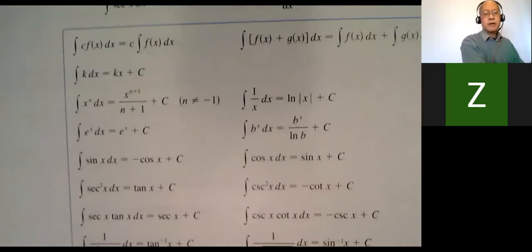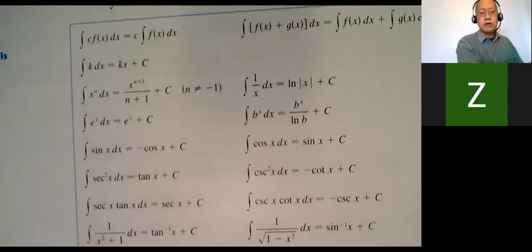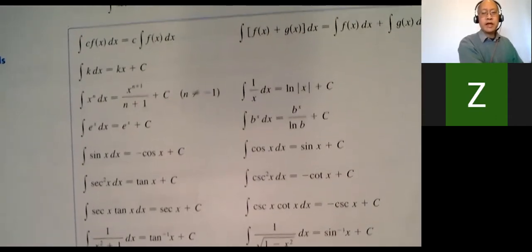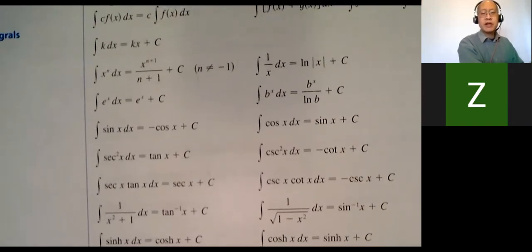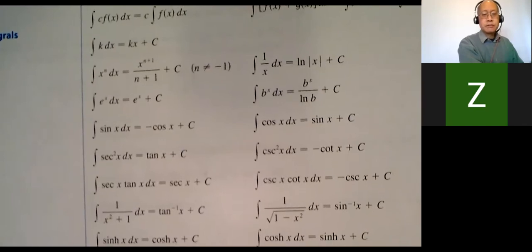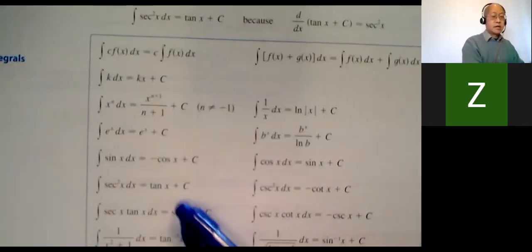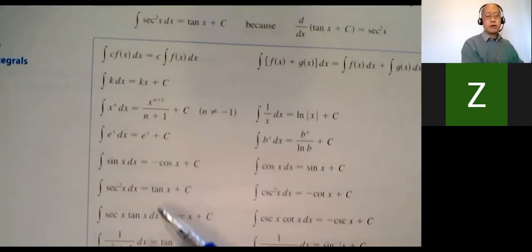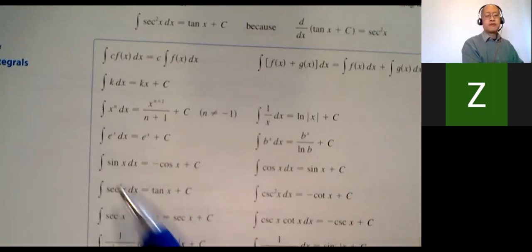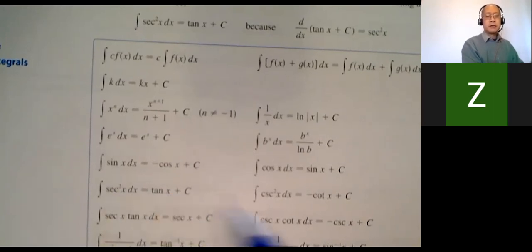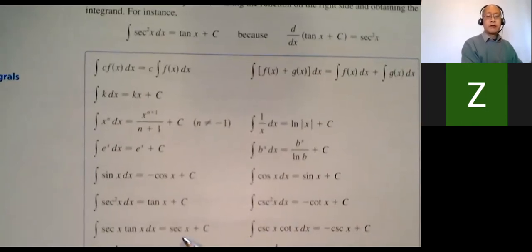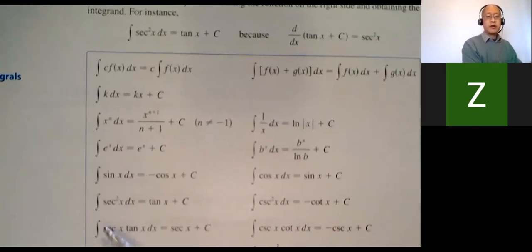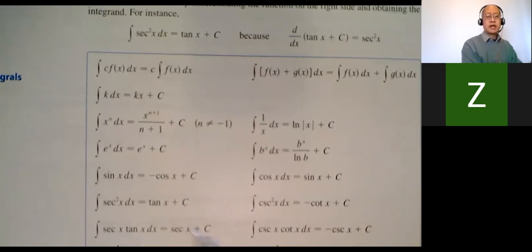You have all these other ones, but they're basically just backwards from the derivative. So technically, I don't think you need them. It's almost like take the right-hand side, differentiate, you get the left side, right? Like this one, tangent secant squared. Well, you should already know derivative of tangent secant squared. Therefore, the integral of secant squared is tangent plus C and so on. Likewise for this one, right? Derivative of secant X is secant X tangent X. Therefore, integral of secant X tangent X dx is secant X plus C, okay?